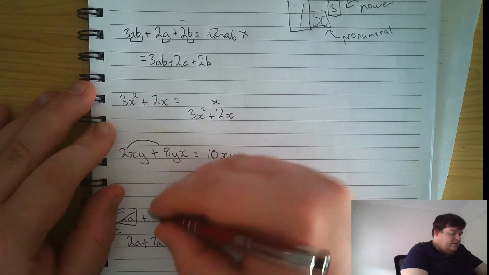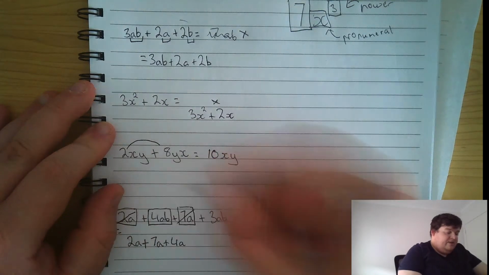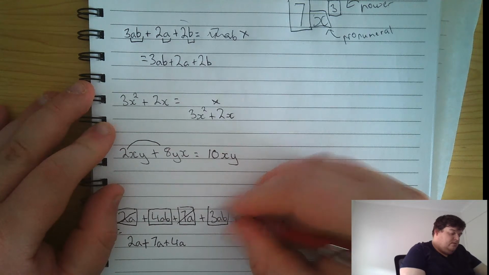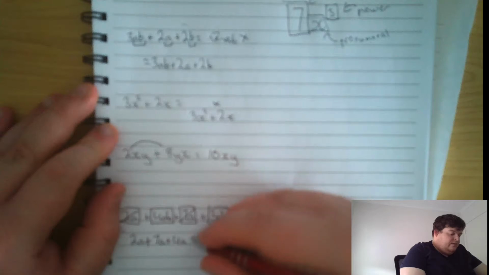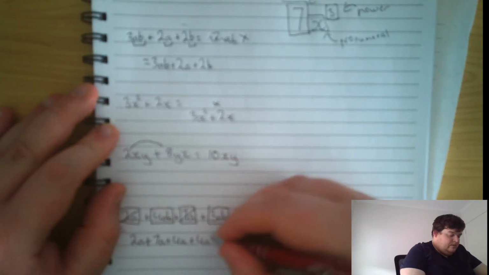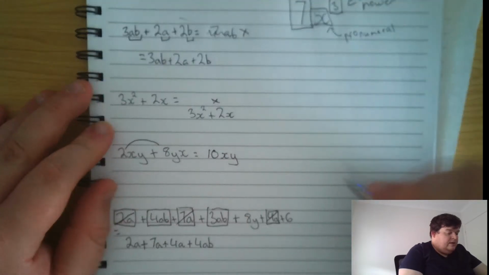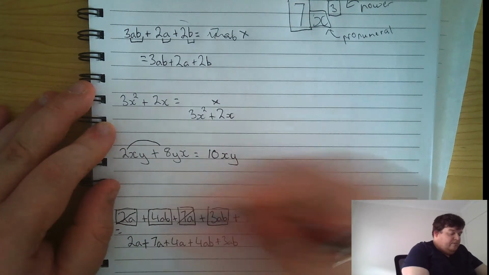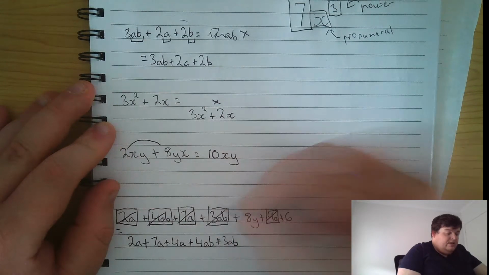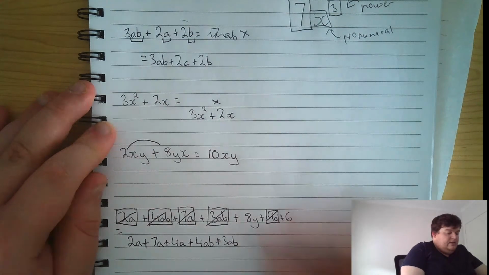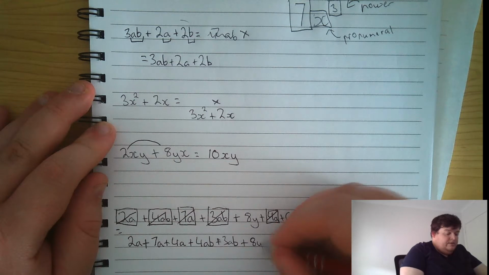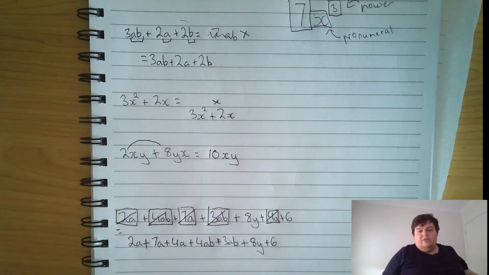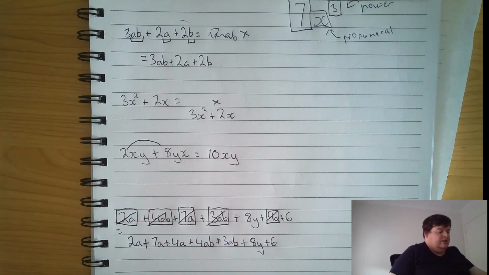I've got 4ab. Do I have any other ab's? Well, I've got 3ab. So I'm going to take over, so plus 4ab, and then plus 3ab. And same as before, I'm just going to cross them off to say I'm done with those. There's no other ab's. Then I've got 8y. There are no other y's, so then I've got plus 6. Now these are all next to each other. It's going to make this much easier to answer.